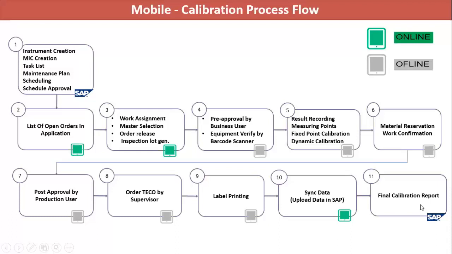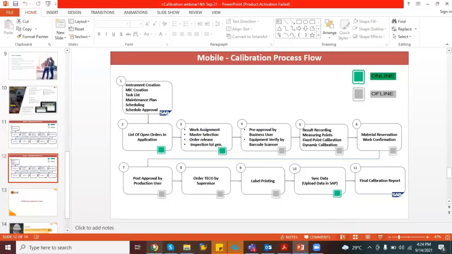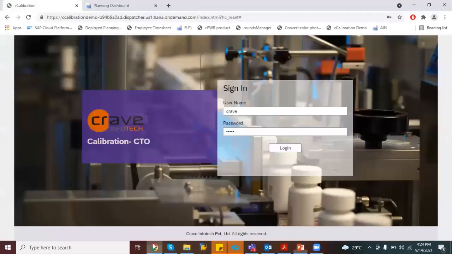Whenever there is an audit and the auditor asks to show the report for a specific instrument calibration, you just have to enter the order number or the instrument number, and in the system you will get the report. That report format we have also designed, and I will show it in the demo. So this is the process flow, and now I will show you the demo of how it will actually work.